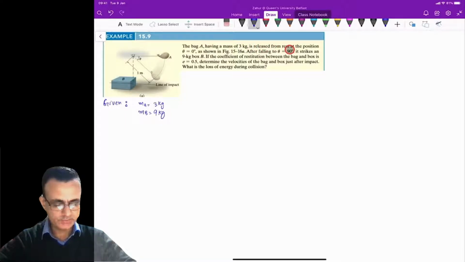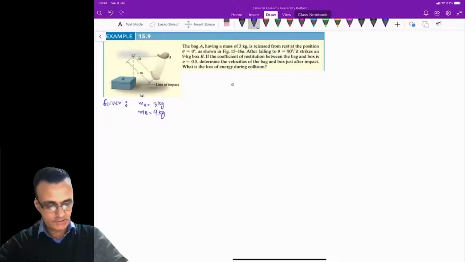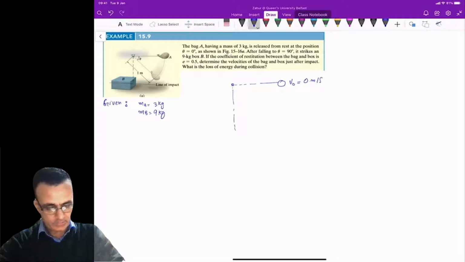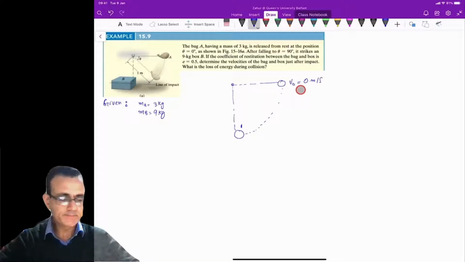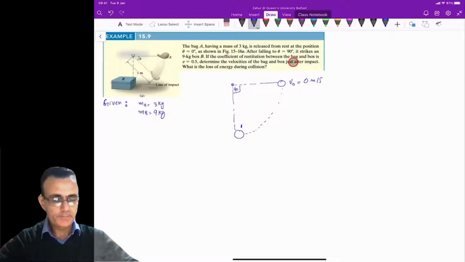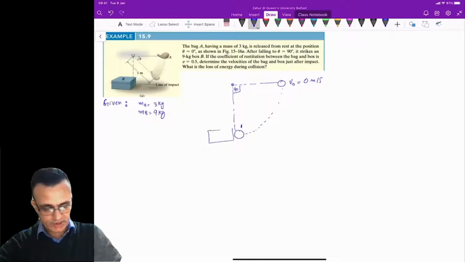So this means that if you consider this figure here, if we consider this is position 0, then velocity 0 is 0 meter per second here. So it is released from here, and then it will come to this position here. We will call this position 1, for example, and this angle here is then 90 degrees. Okay, and in this case, it will strike this box here, which is box B, and this is particle A here.